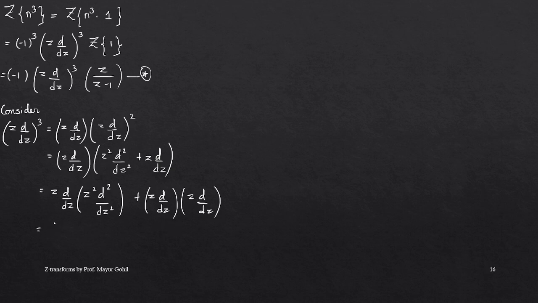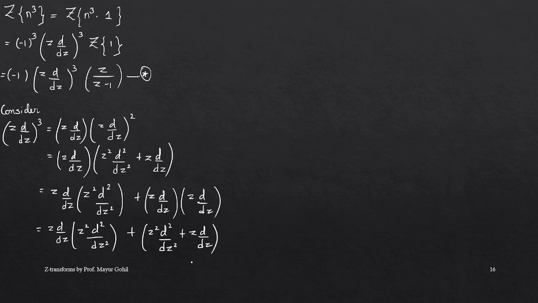So what we have here is z d/dz operating over z d²/dz², and for this answer over here we will again have z² d²/dz² plus z d/dz, okay. And now we simplify the operator a bit.